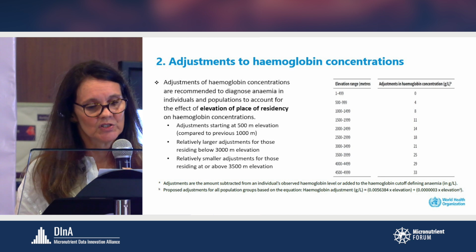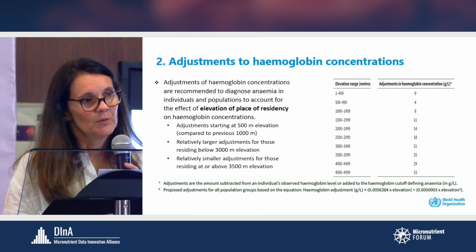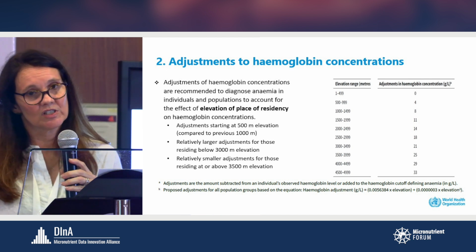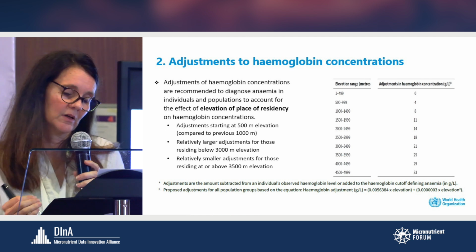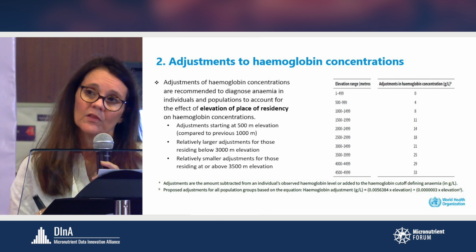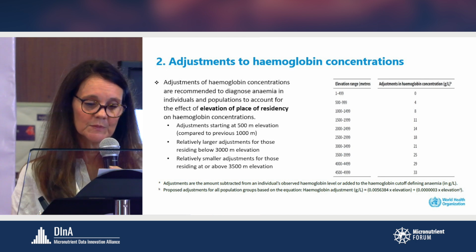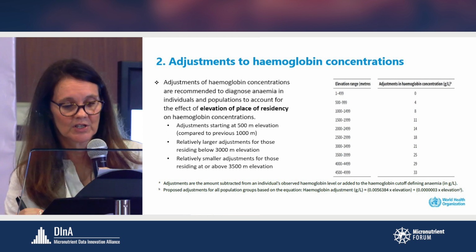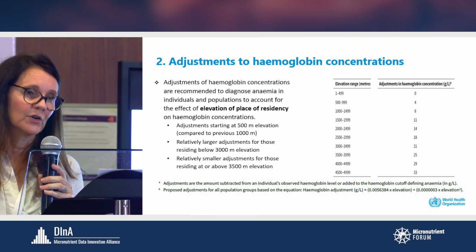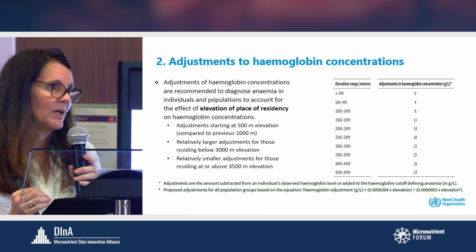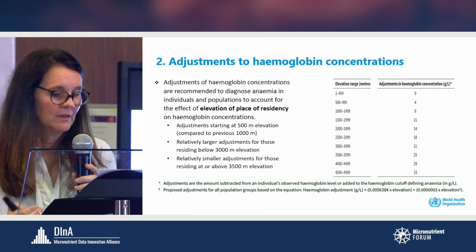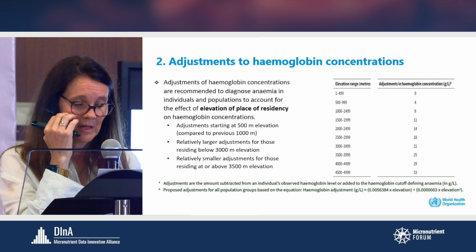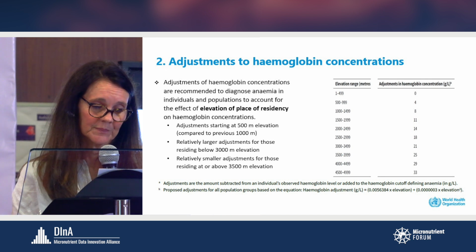So some of the major changes are that we are adjusting hemoglobin concentrations for elevations starting at 500 meters. We used to start just at 1,000 meters, and now we're adjusting at a lower level. There's also relatively larger adjustments for those residing below 3,000 meters of elevation, and a relatively smaller adjustment for those residing above 3,500 meters. Now, I would say probably about 98% of the population resides at below 2,500 meters, so there's probably going to be larger adjustments overall for populations.